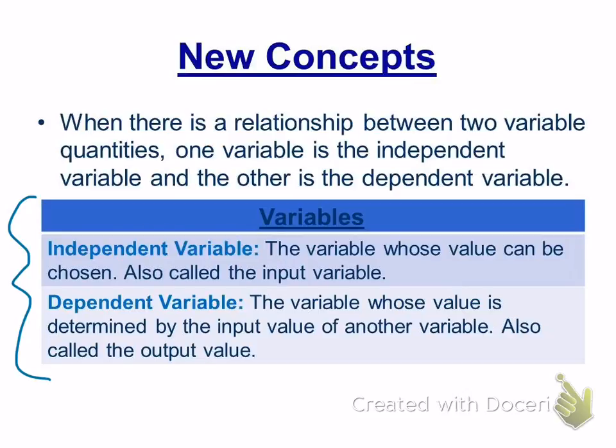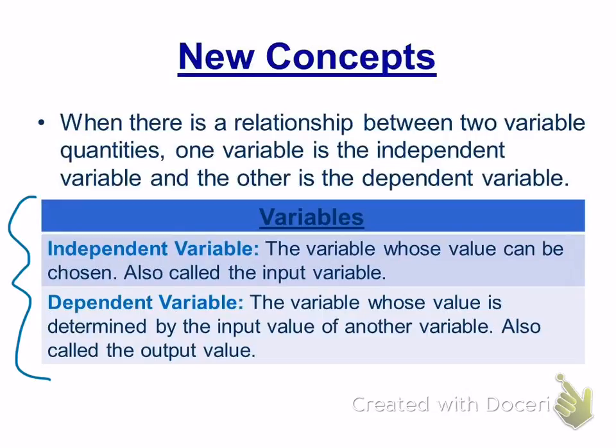You do have to do this in science, yes. The independent variable and the dependent variable. The independent variable is the variable whose value can be chosen. We have some flexibility. We have some control over the independent variable. Time, like if you're recording something.